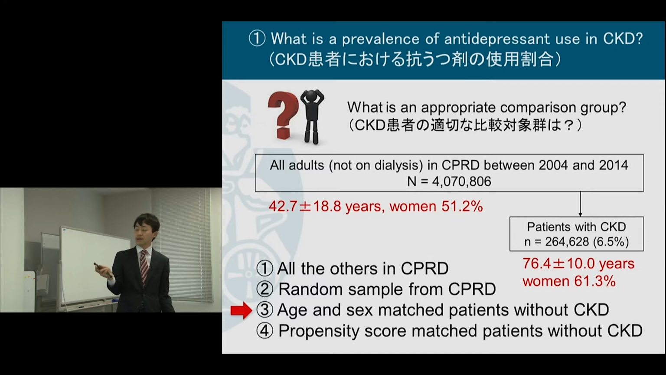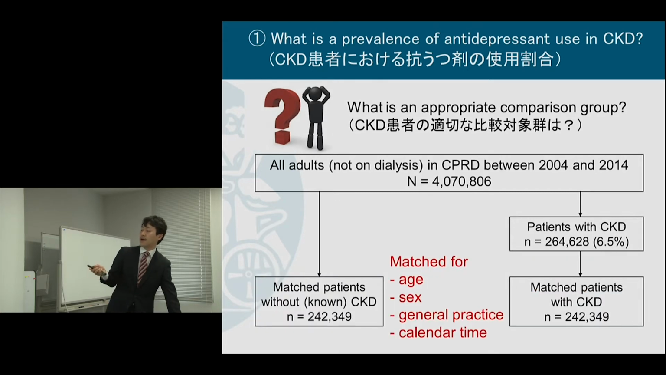So depending on the disease, sometimes you should use a propensity score matched patients comparison group, but in my case, this was not functional, so I used the third option. Okay, so as such, I selected randomly with the same age, sex, in addition to the same general practice and calendar time for more fair comparison, and the same number of patients.